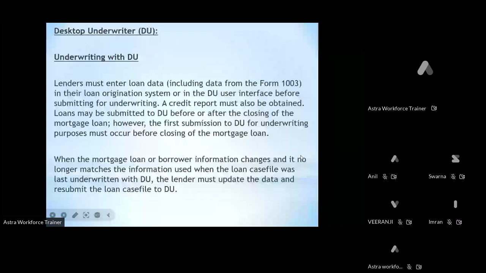I'm sharing my screen again. Can someone please read this out?